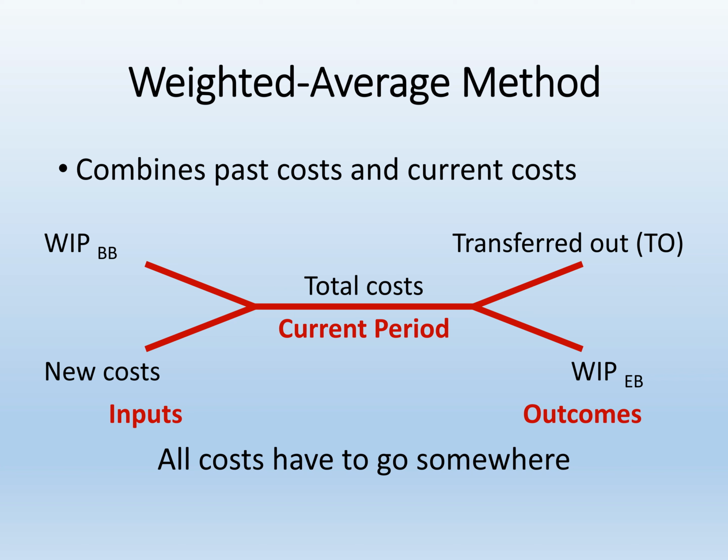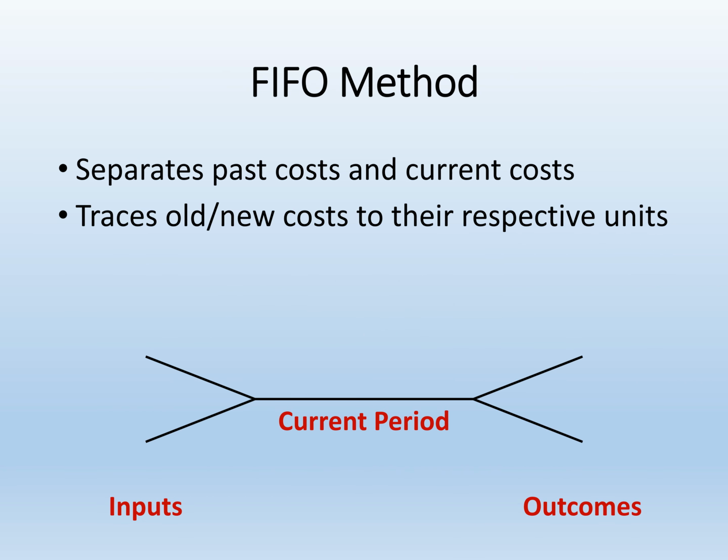Therefore, all of the old costs really should be in the units that are transferred out. The FIFO method seeks to fix that problem. In the FIFO method, the old costs and the new costs are kept separate so that they can be traced to the units that actually contain each of those costs.